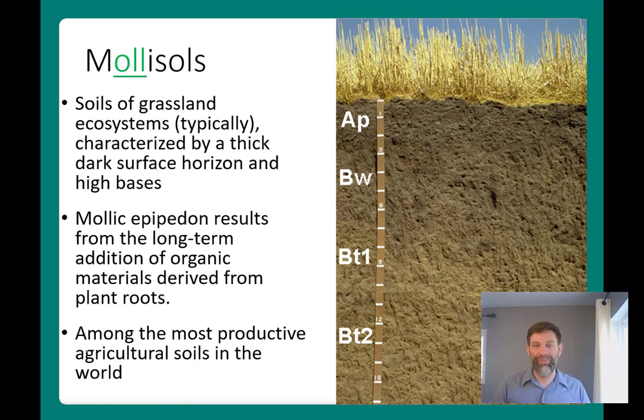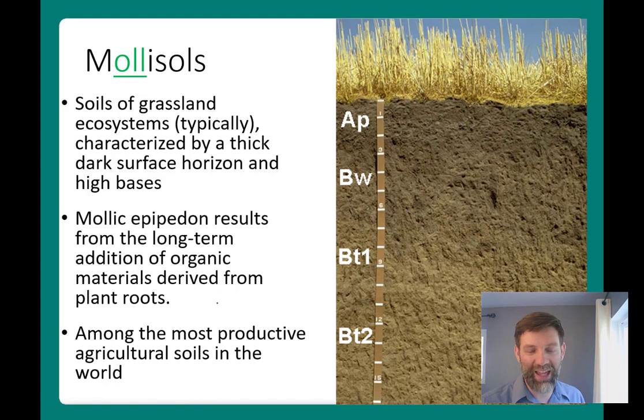Mollisols. Mollisols have a mollic epipedon. Hopefully that one's not too much of a stretch. And they are most commonly found in grassland settings. The idea of the mollic epipedon, this thick, dark, carbon-rich horizon, the way we get that is with grass roots, these nets of roots that go deep into the soil and just distribute carbon evenly throughout. So typically in grasslands, dark, thick surface horizons.